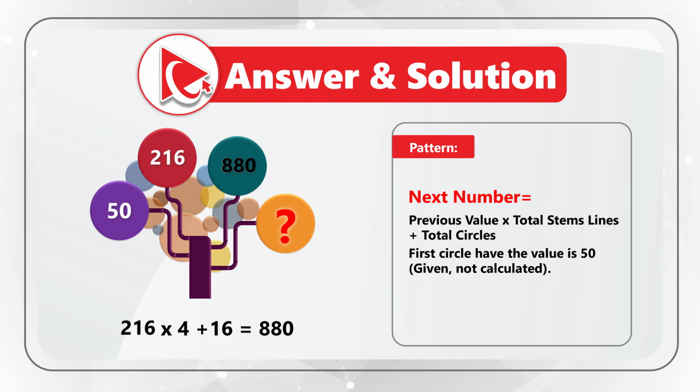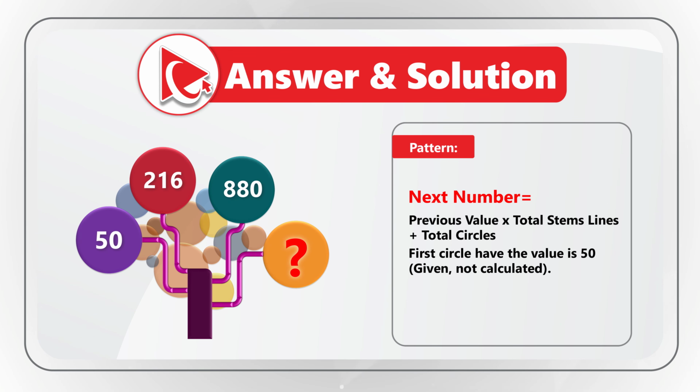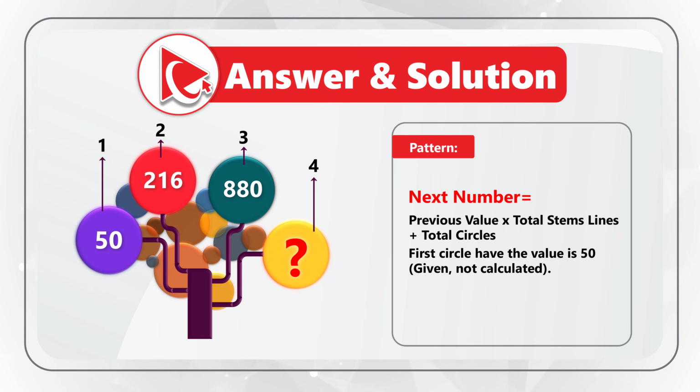Now you might be wondering what is 4 and where it came from, and what is 16. The 4 is the number of stem lines in this structure. Let's count them. 1, 2, 3, and 4. And 16 is the total number of circles. If you count them, you see 4 circles in the forefront, the ones that have a number and the missing number. And then there are also 12 circles in the background.